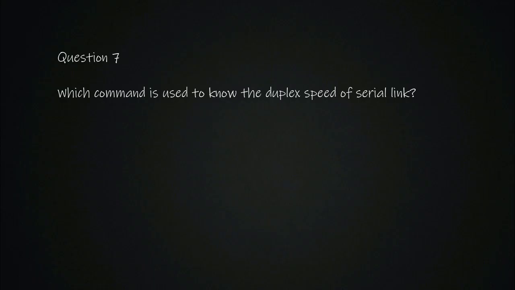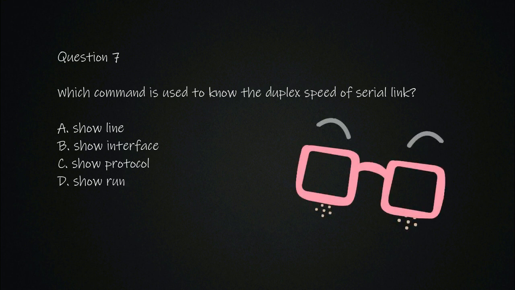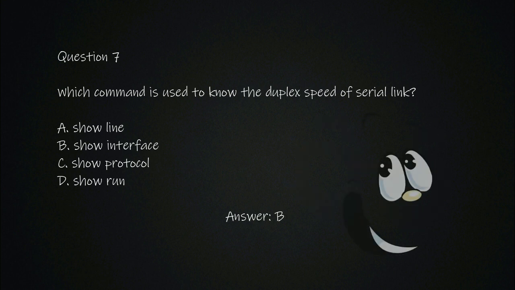Question 7. Which command is used to know the duplex speed of a serial link? A. Show line. B. Show interface. C. Show protocol. D. Show run. Answer is B.